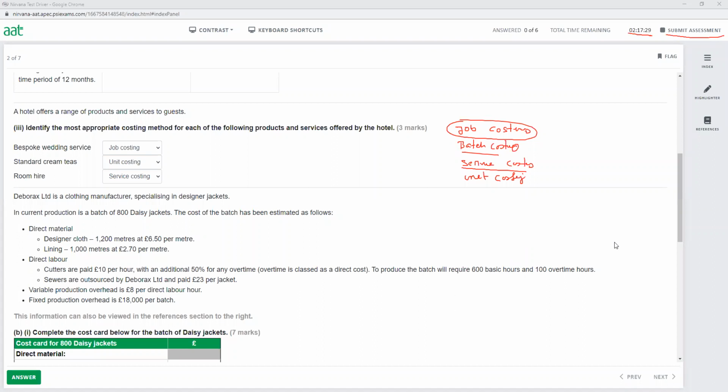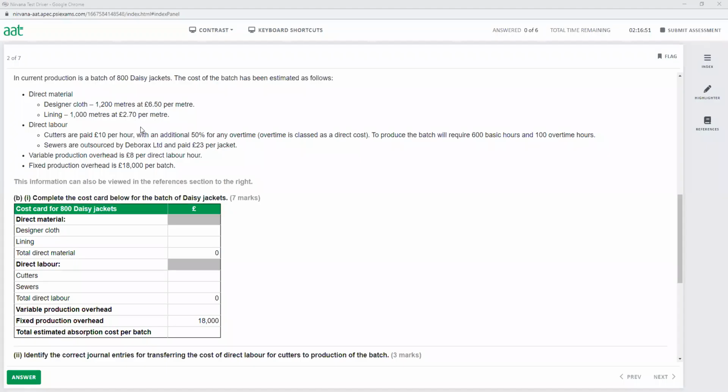All right, let's move to the next question then. The next question we have here is to complete the cost card below for the batch of daisy jackets. So let's look at this question. It says in current production is a batch of 800 daisy jackets. So one batch, 800 jackets. In one batch, we make 800 daisy jackets.